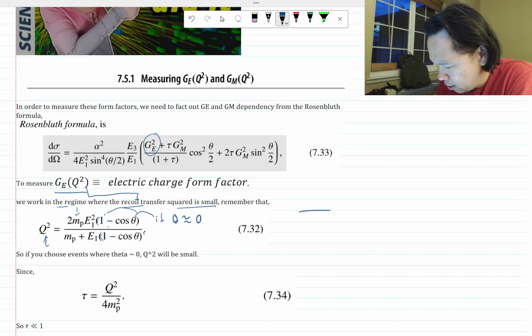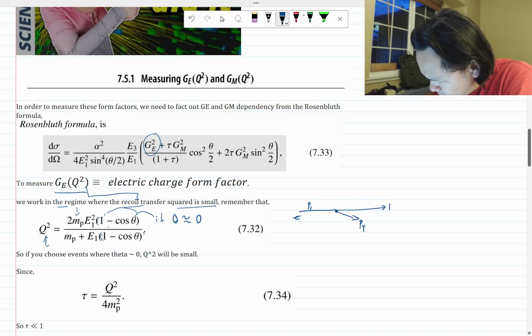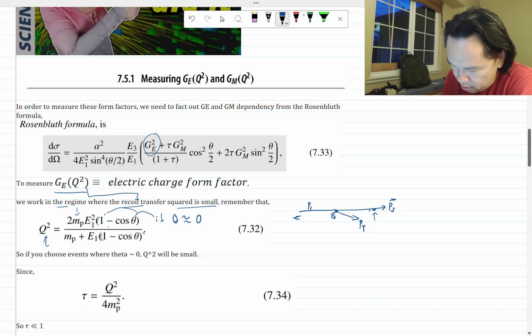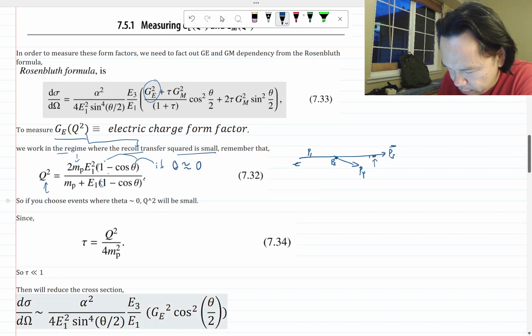In other words, your electron coming in, P1, and then your proton coming out, this is P3. Oops, I'm going to draw it like this, P3, and this P2 sitting still there. What happens is that if this angle is very small, you're going to have events that have very low Q square. Why do we pick events that have low Q square?